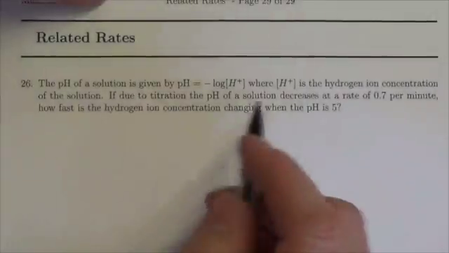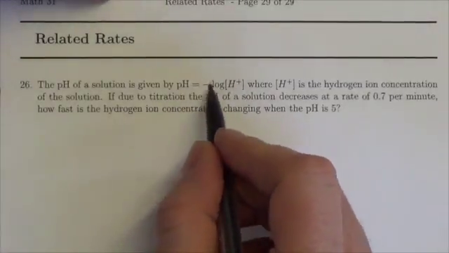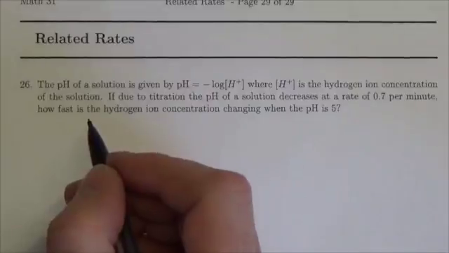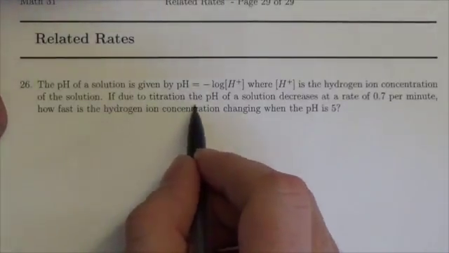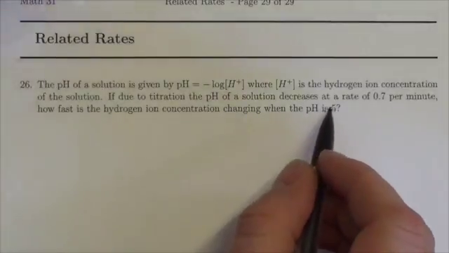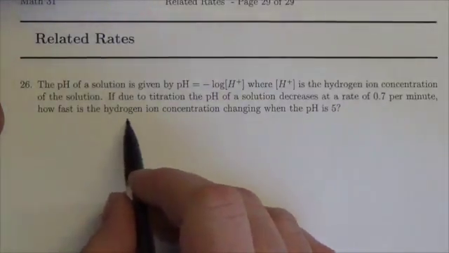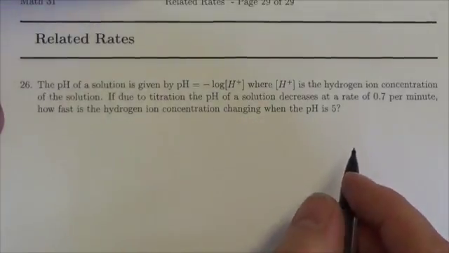So in this related rates problem, we read that the pH of a solution is given by pH equal to negative log of the hydrogen ion concentration. Okay, so that's what that all means there. And you're familiar with that. You've seen that before. If, due to titration, the pH of a solution decreases at a rate of 0.5 per minute, how fast is the hydrogen ion concentration changing when the pH is 5?